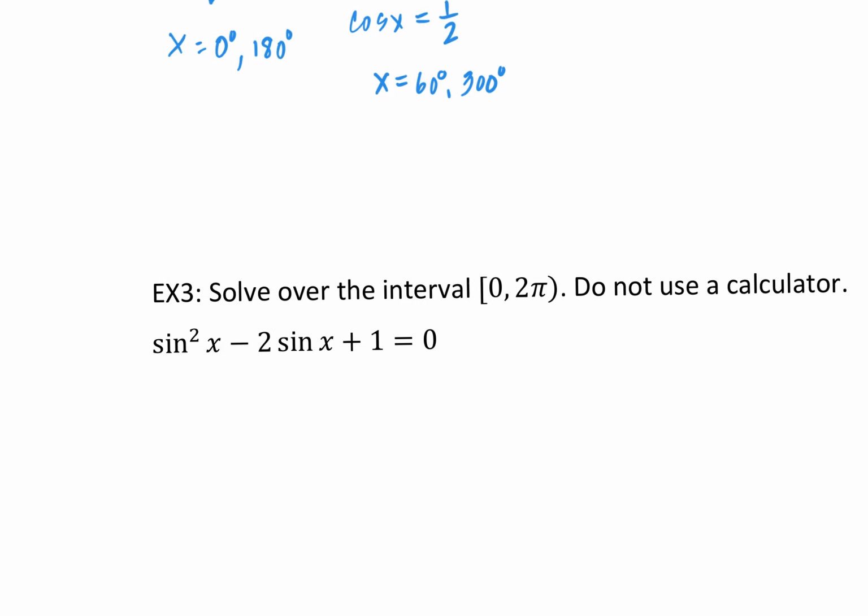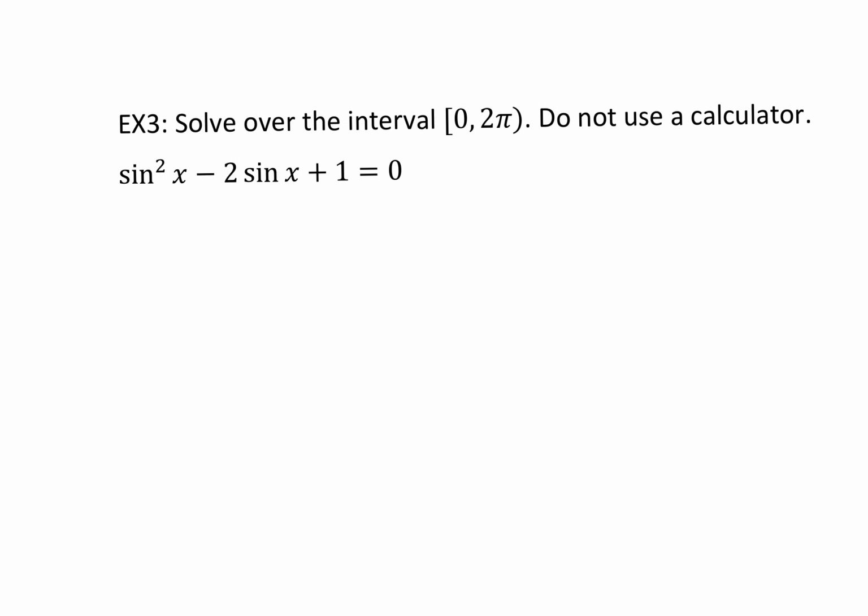Let's try another one. Okay, in example 3, we're solving, and our interval is in radians from 0 to 2 pi, so our answer should be in radians. When I look at this equation, it's only sine, which is good. But it's sine squared minus 2 sine of x plus 1 equal to 0. So it's already set equal to 0. The idea is, can I factor that? Because of the sine squared, I can't simply get sine equal to some number.